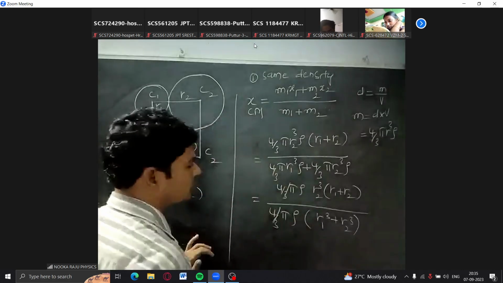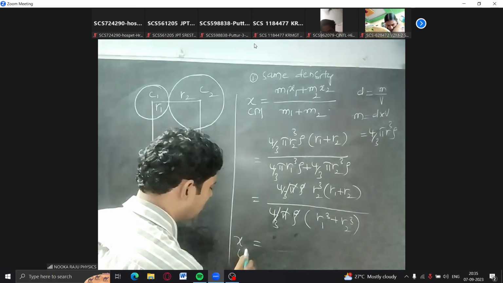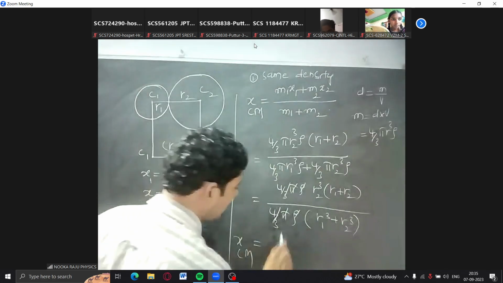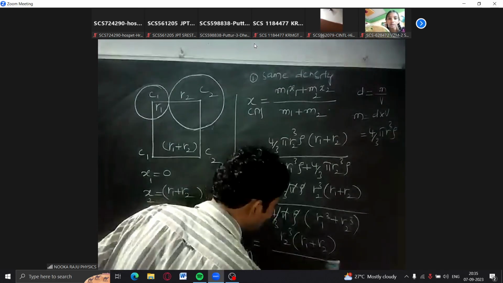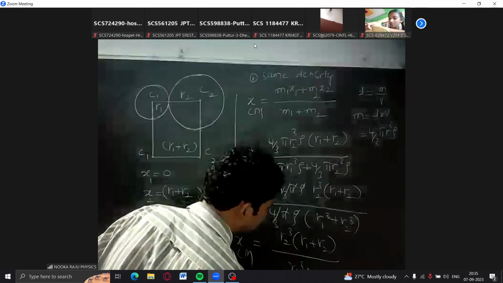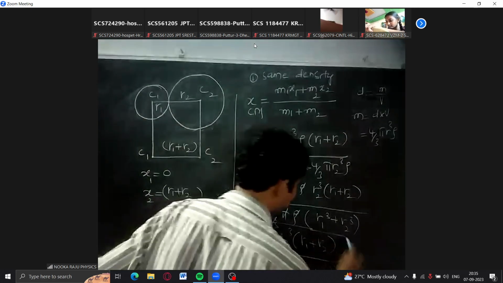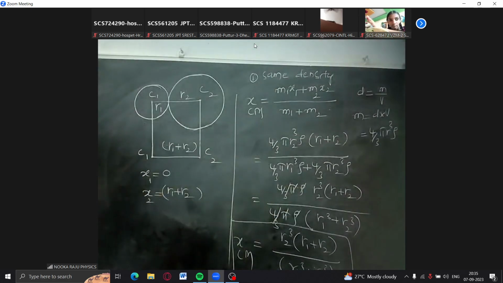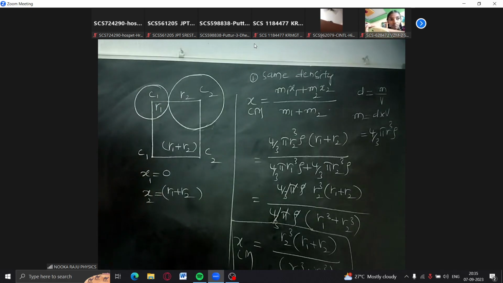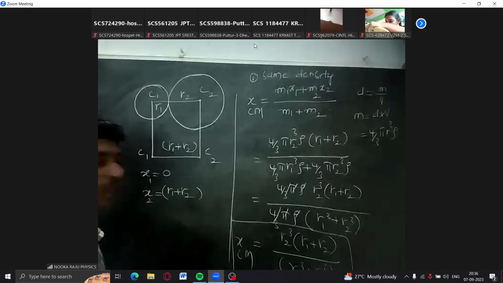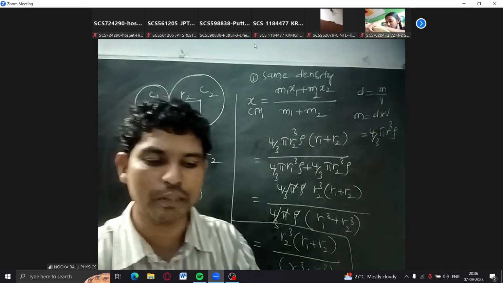Now 4/3 pi rho gets cancelled. Finally, what is the answer? xcm equals r2 cube into (r1 plus r2) divided by (r1 cube plus r2 cube). This is the answer. Please read. Similarly here also, this is the distance of the center of mass from the center of the small sphere. Please add that point also.